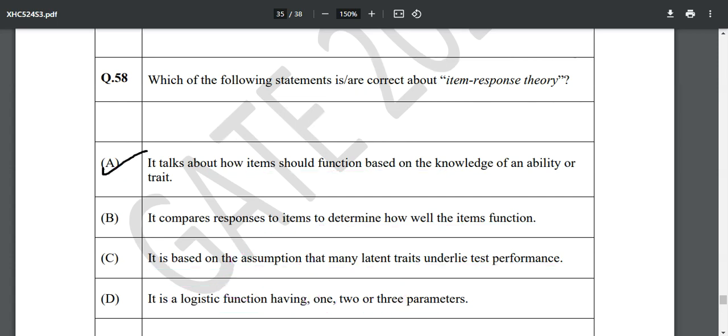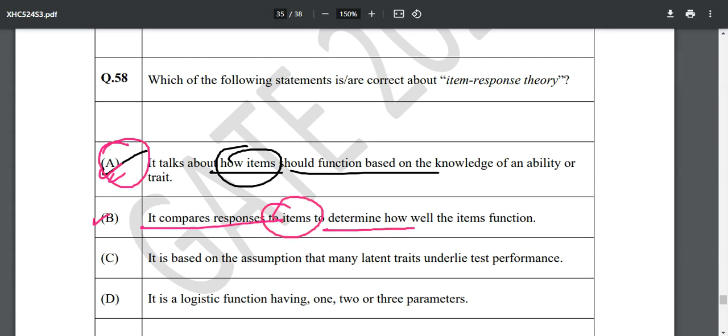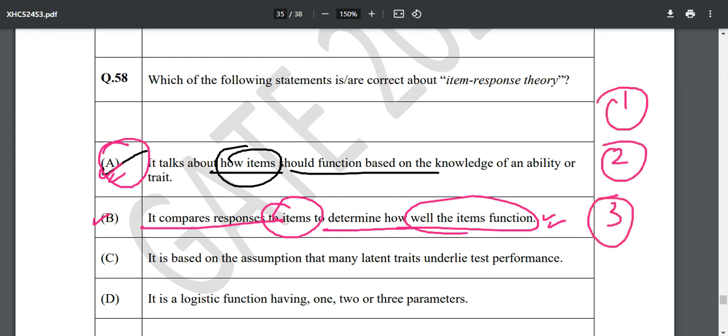So first of all, it talks about how items should function based on the knowledge of an ability or trait. So yes, it does. Then next, it compares responses to items to determine how well the items function. Yes, this also happens. It compares item 1, item 2, item 3. Which of these is discriminating or doing what? So are these items discriminating well or not?